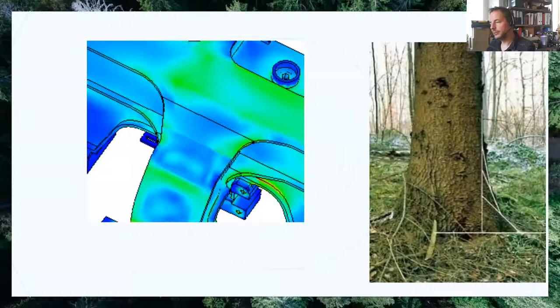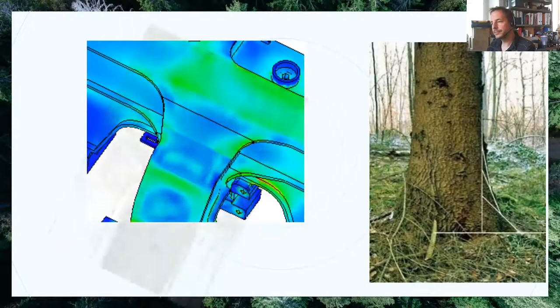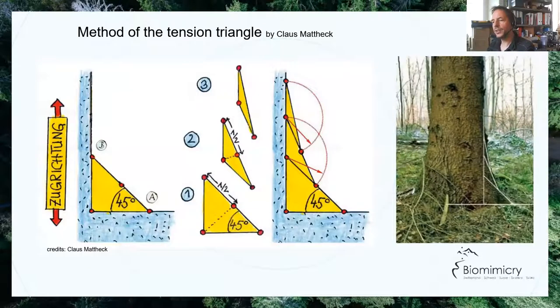Here again, in detail, is the comparison of the tree and this part of the locomotive frame. If you lay this tree over it, you see it's quite a nice fit. So now you should learn something today. And here is just how you do this shape.